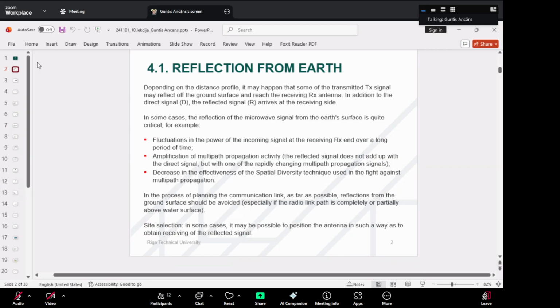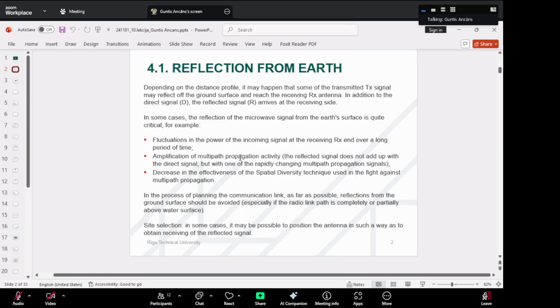of time. Second, amplification of multipath propagation activity. Third, decrease in the effectiveness of the spatial diversity technique used as a means against multipath propagation.